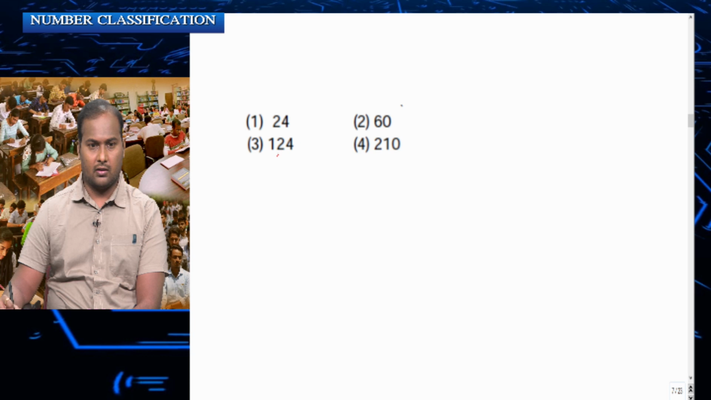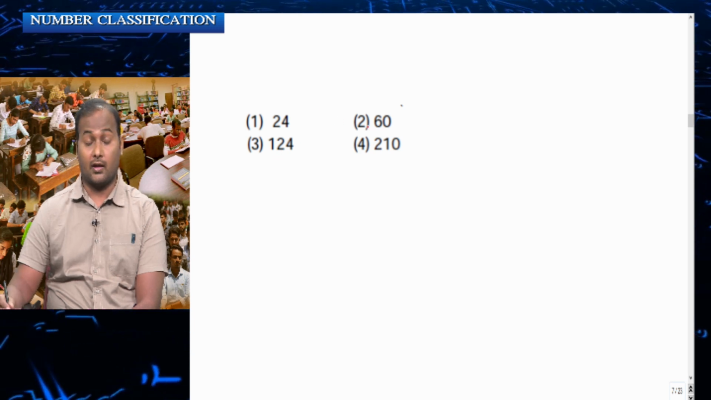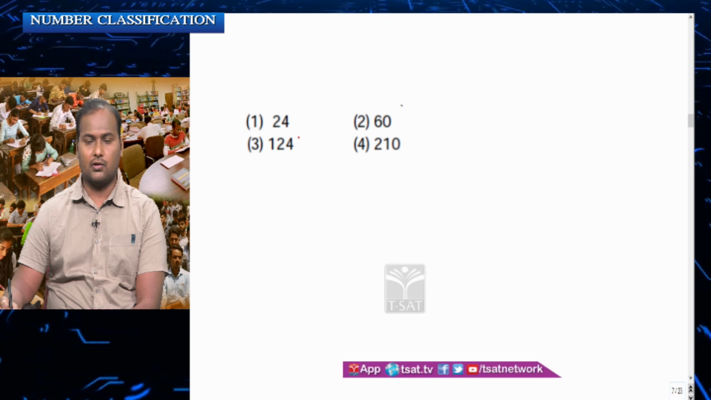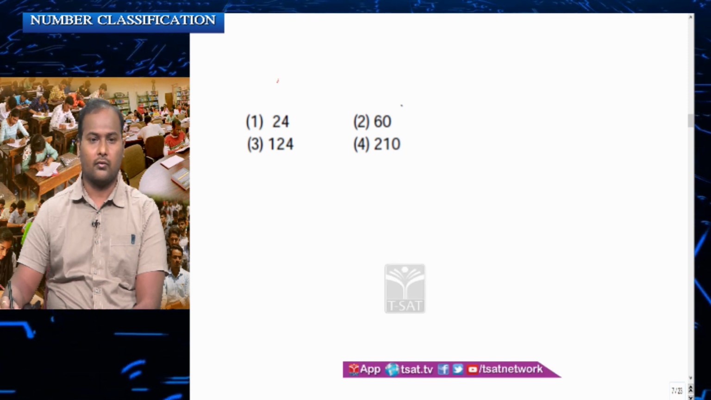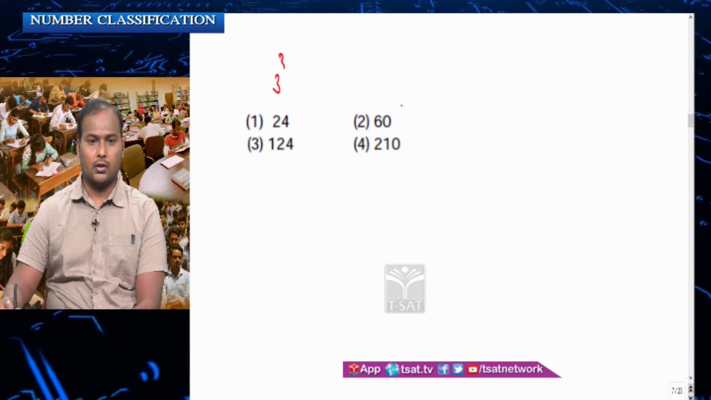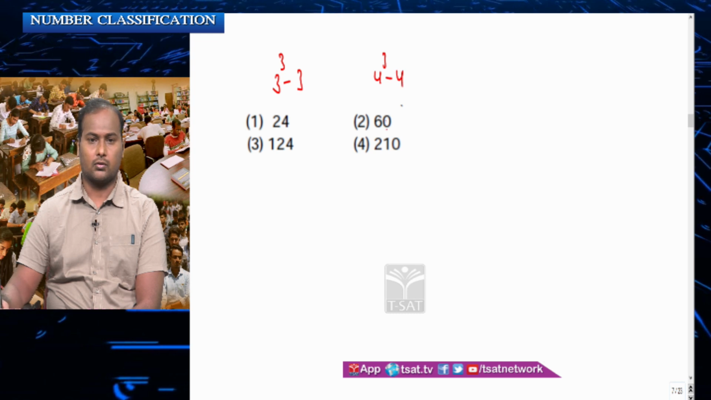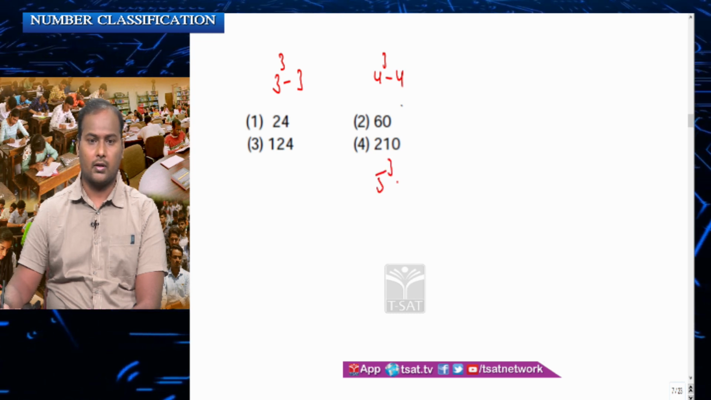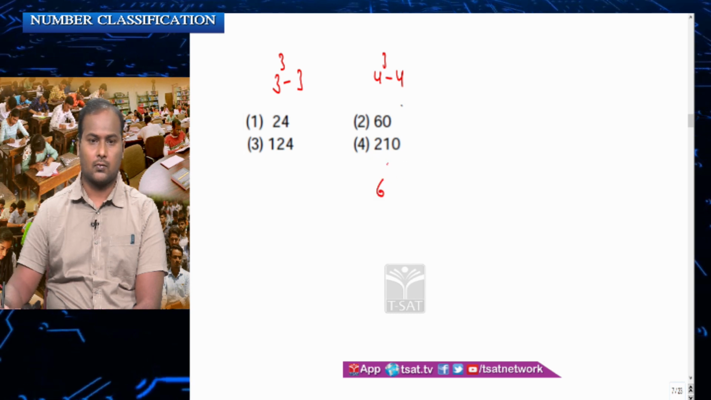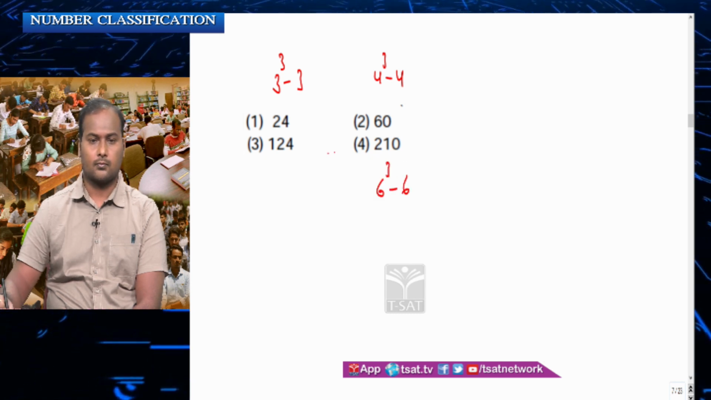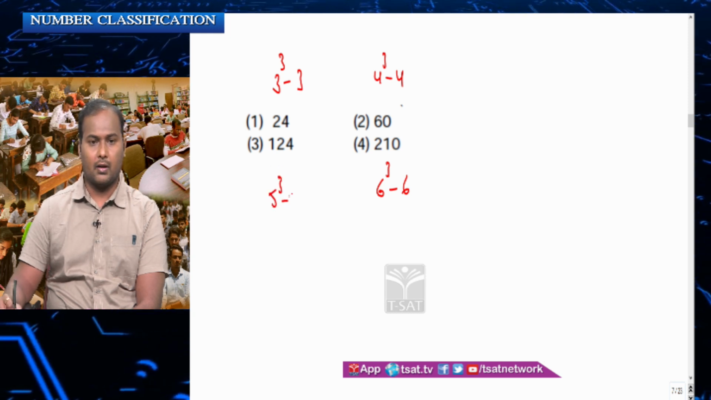24, 60, 124, 120. So these are the numbers. The moment you see them, I already said that if you are able to remember these values near to cubes, you will get the answer very easily. 24, how can I write 24? 3 cube minus 3. 60, 4 cube minus 4. 210, 6 cube minus 6. The same way 124. See, 124 I can write like 5 cube minus 1.